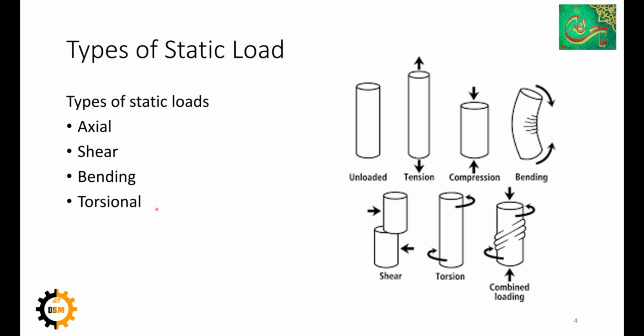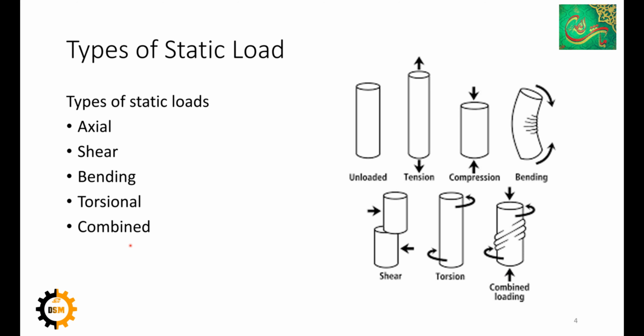Another type of static load is torsional load. This is an example of torsion. If a load tries to twist a machine element, it is known as a torsional load. It tries to turn or twist this cylinder, and if the twist exceeds some limit, the cylinder will take a twisted shape under torsion. This type of load, which has a turning effect because of torque, is known as torsional load.